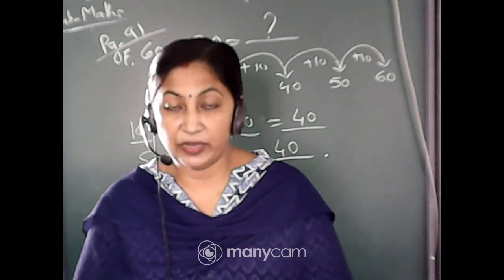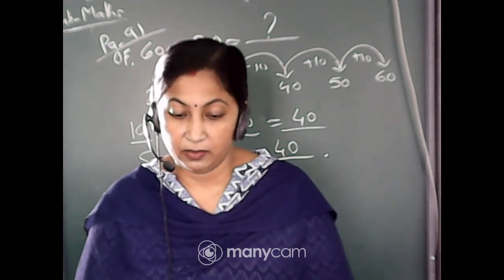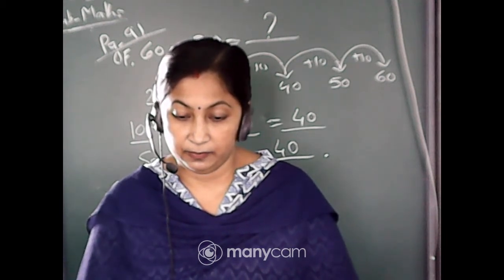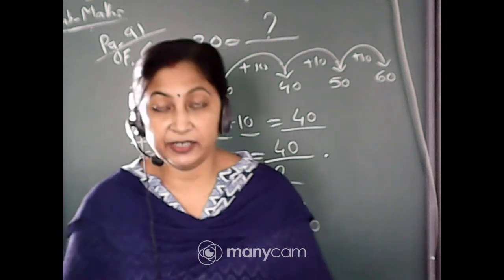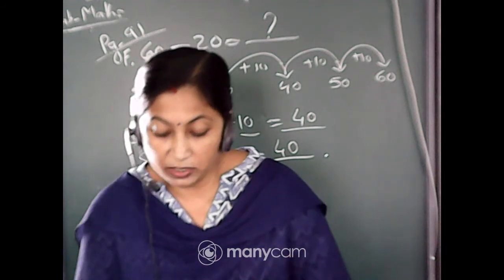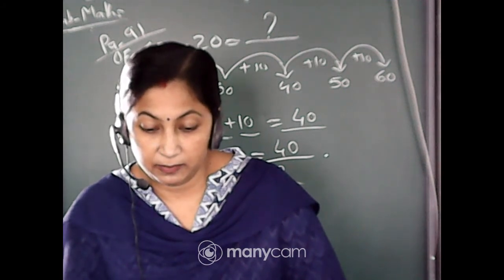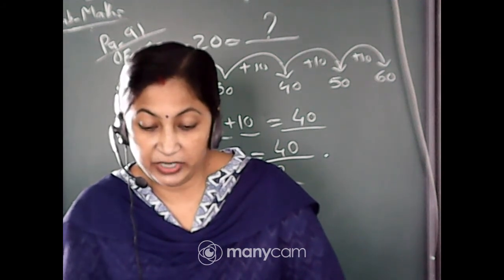Exactly, it is 28. So write in the blank. How many horses are there now? Write 28.